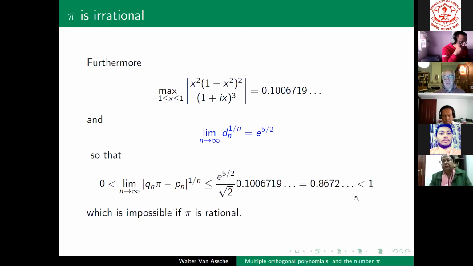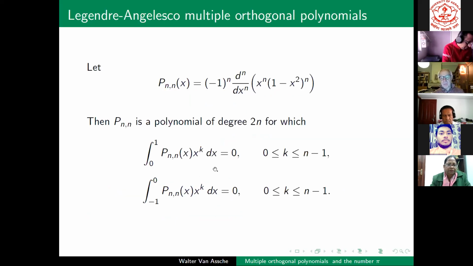And that's impossible if pi would be rational, because if pi is rational like a over b, then this quantity over here is at least 1 over b. So the nth root is bounded from below by 1 over b to the power 1 over n, which tends to 1, and that would be a contradiction with saying that its limit is strictly less than 1. So that's a nice proof that pi is irrational. It's a bit harder than the usual proofs, but it gives you a little bit more.